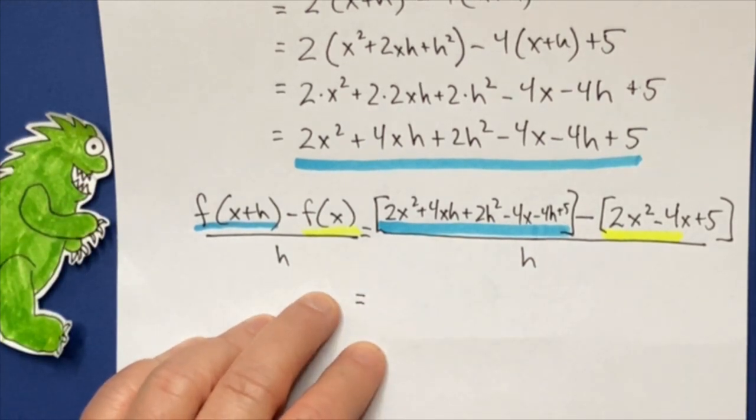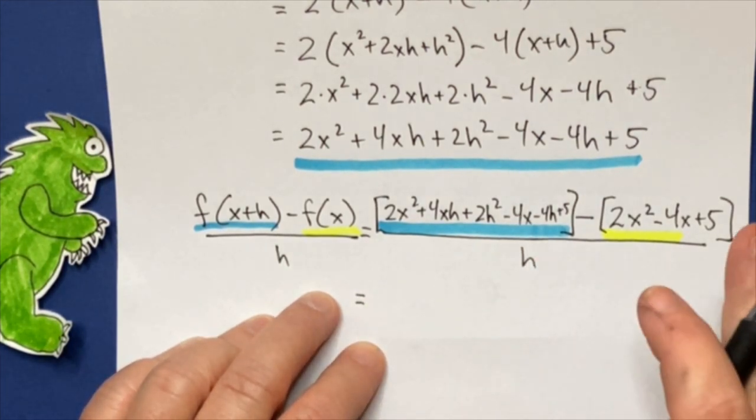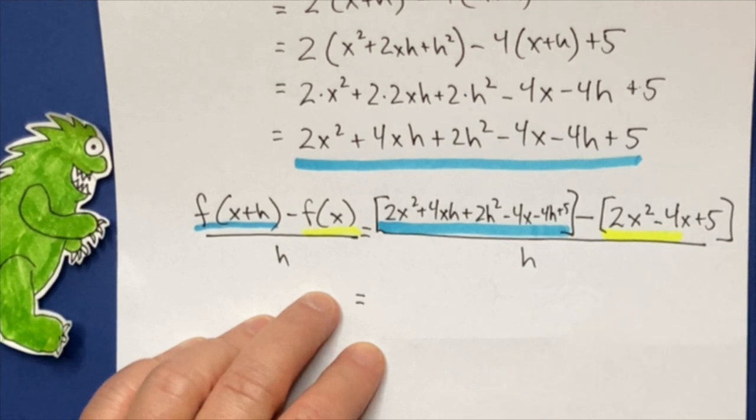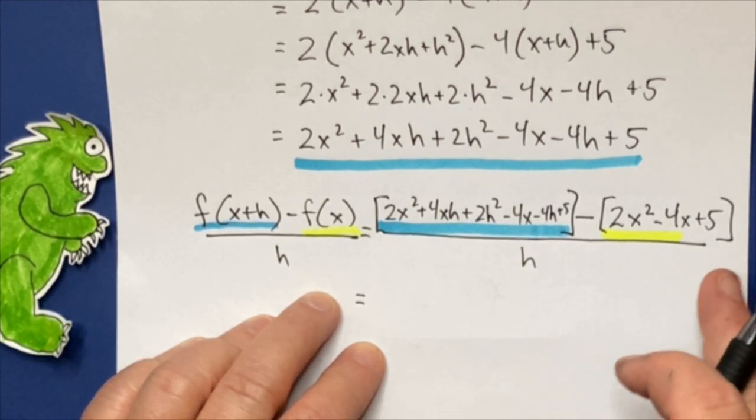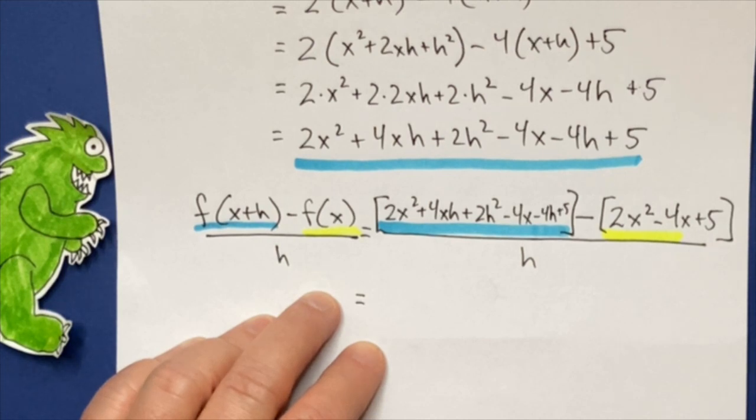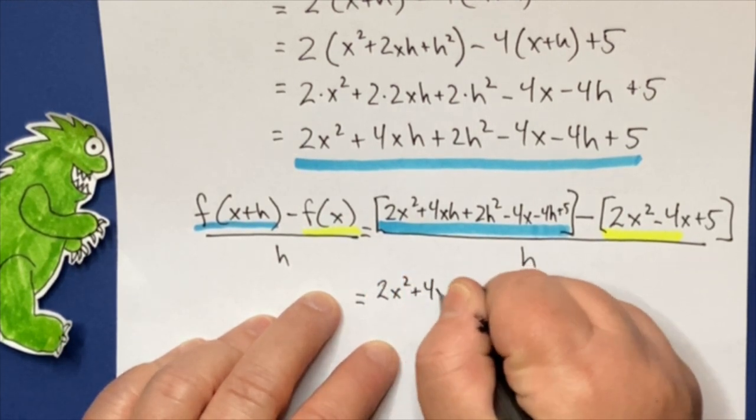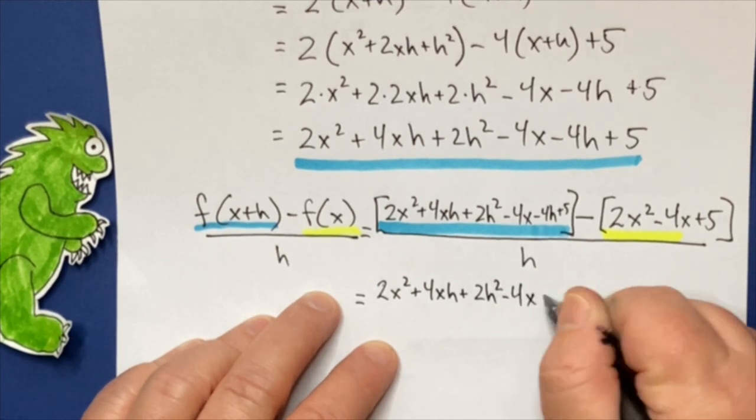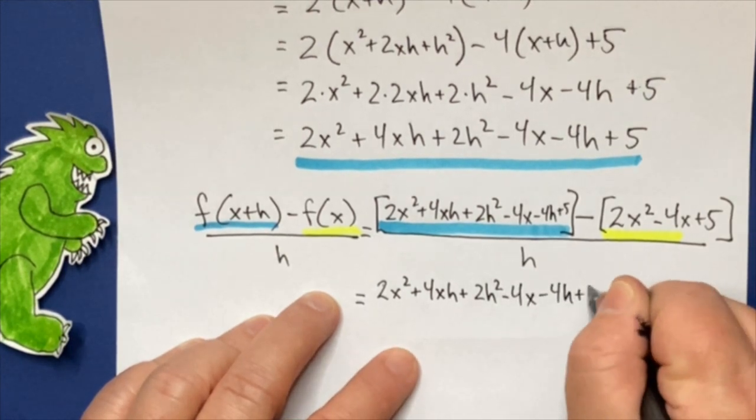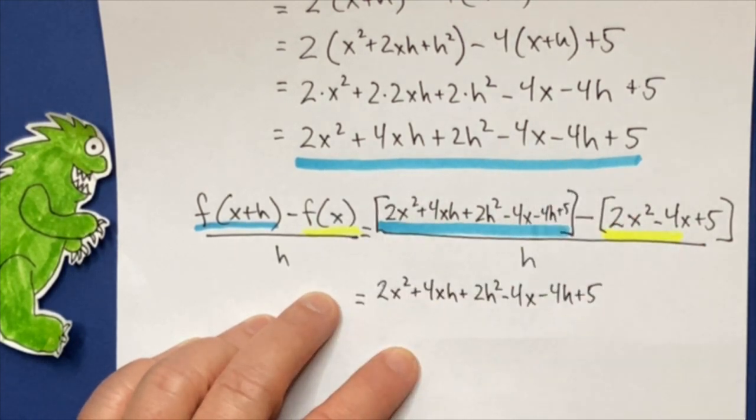Okay, now I'm going to take a moment and write this all out. It is very tempting at this point. You're probably exhausted. You just want to be done. But be really, really careful because this problem depends on you really keeping track of all the little details. 2x squared plus 4xh plus 2h squared minus 4x minus 4h plus 5. Okay, so that comes out. The fancy one comes out exactly as it looks.